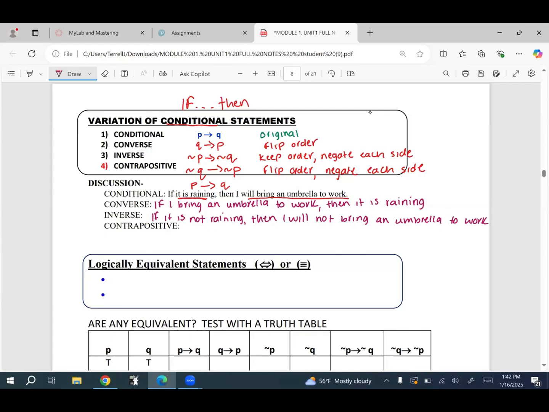And then the last one, contrapositive. Contrapositive means you flip the order, right? If I have the original, I'm going to flip it. Sometimes for contrapositive, remember, it's kind of based off of the converse. The converse, you flip it. And now I just negate it. So sometimes for me, it's easier to look at the converse and then just negate it. If I do not bring an umbrella to work, then it is not raining.